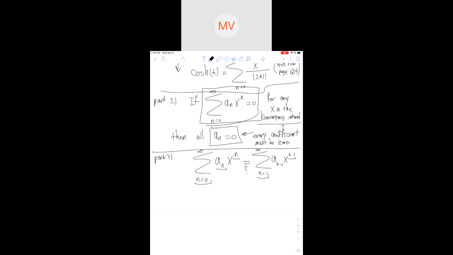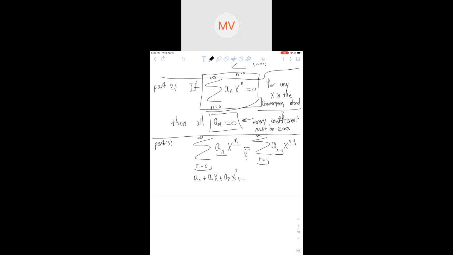If you write it down here, since n starts from 0, you have a sub 0, a1 x, plus a2 x squared and so on. And the second one is the same, right? When you plug in 1, the first element of that sequence is a sub 1 minus 1, which is a sub 0, and the power is also x to the 0. So it's going to be the same. Now, how did this happen? Basically, you're doing two opposite operations. How?